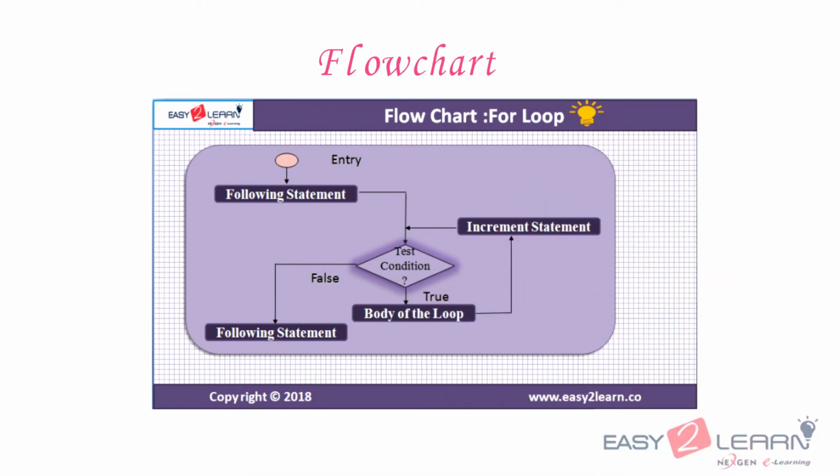Testing the condition. Once the condition is true, the body of the loop gets executed and then increment statement gets executed. Once again it checks with the condition. Once it is true, it again executes the body of the loop, and this process keeps on repeating as long as the condition is true. Once the condition is false, it follows the next statements outside the for loop.